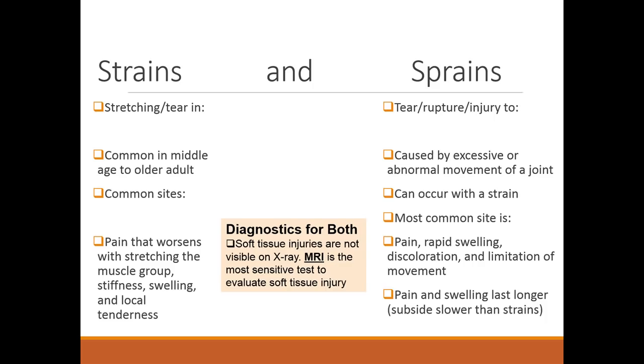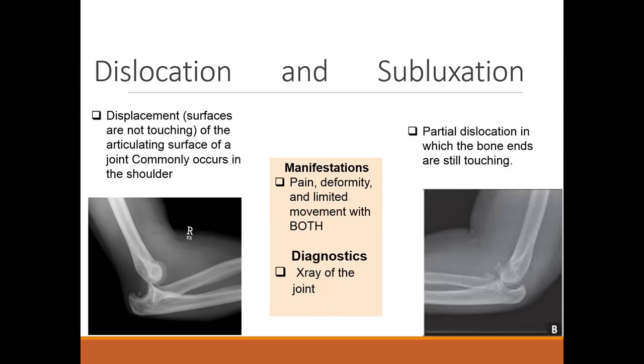Healing of tendons and ligaments may take anywhere from 6 to 8 weeks. So these are very slow to heal, both of these strains and sprains. The diagnosis for both of these, when we look at soft tissues, which is what both these are, they're not bone, so they're considered soft tissues. We can't see those on an x-ray, so an x-ray really wouldn't do you any good for diagnosing a sprain or a strain. An MRI is the most sensitive test that we use to evaluate soft tissue injury.